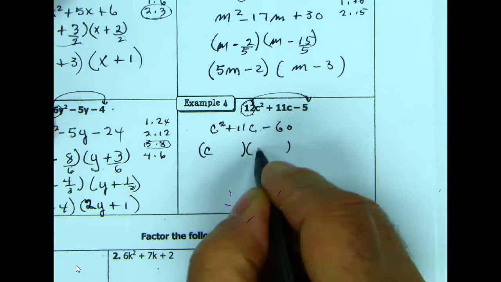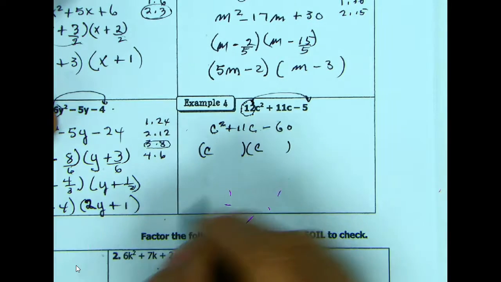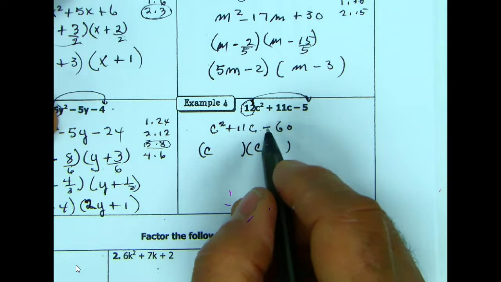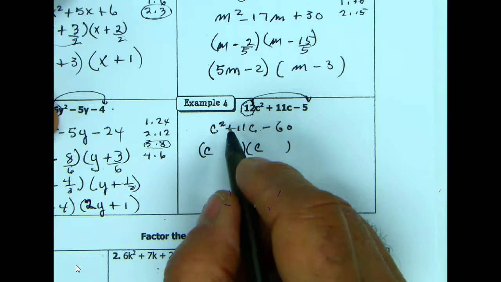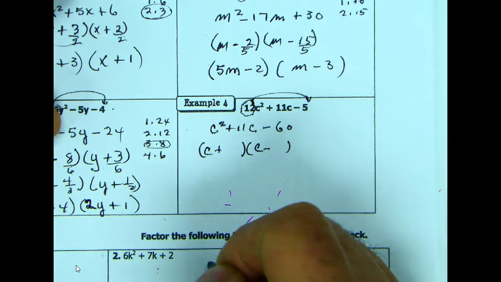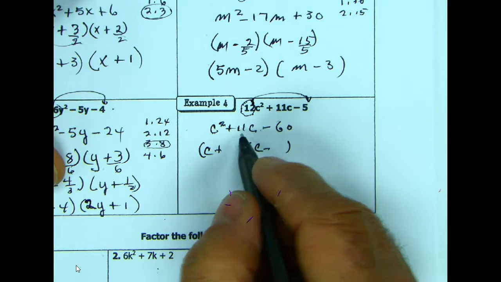We're going to have a c here, a c here. Our signs, either both negative or both positive? No, it's a positive and negative, isn't it? It takes a positive and negative to get this. The positive is the larger number. Okay, positive is the larger number. Now, factors of 60 whose difference is 11.